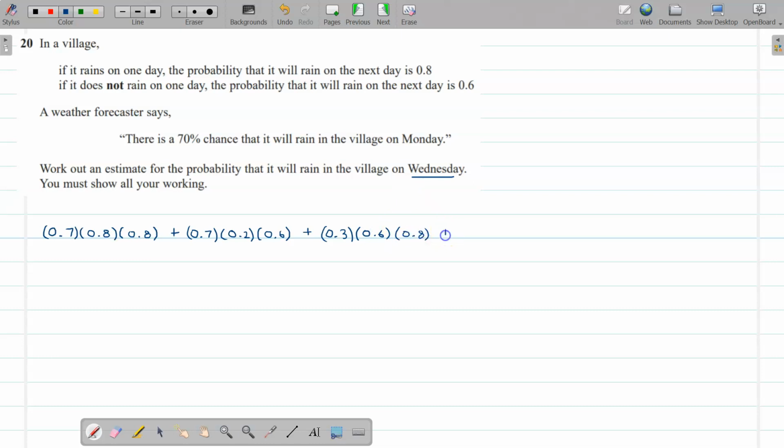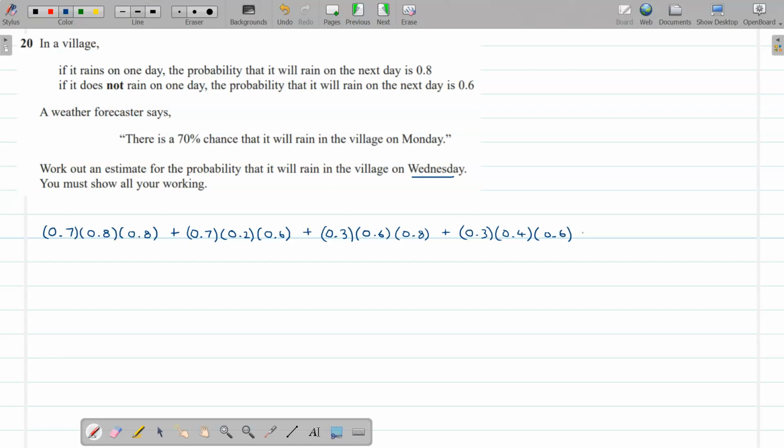And finally, I could have that it didn't rain on Monday, and because it didn't rain on Monday, the probability that it doesn't rain on Tuesday is 0.4. And then the probability that it rains on Wednesday would be 0.6. There's the 4 ways that it could rain on Wednesday.